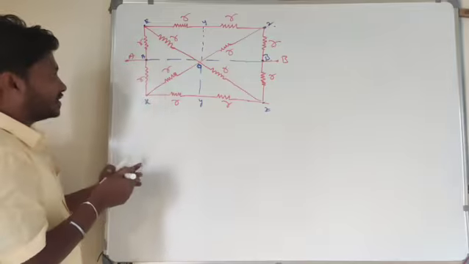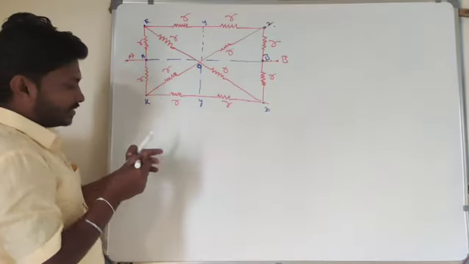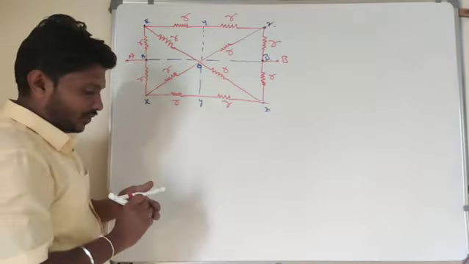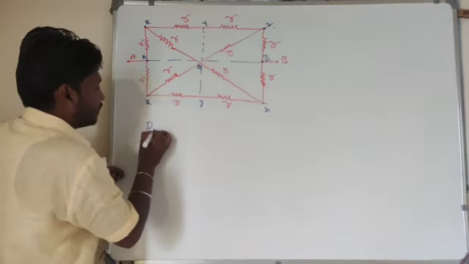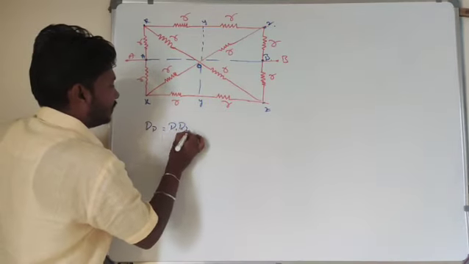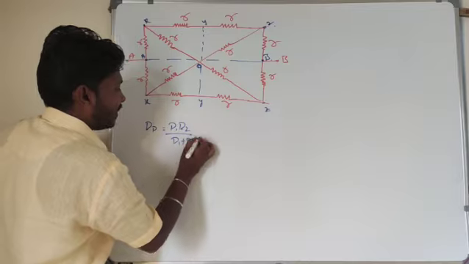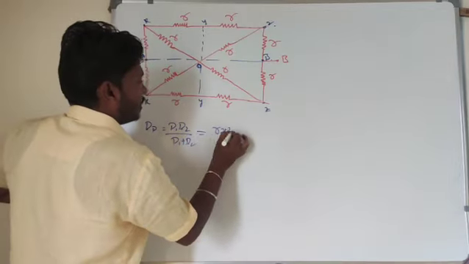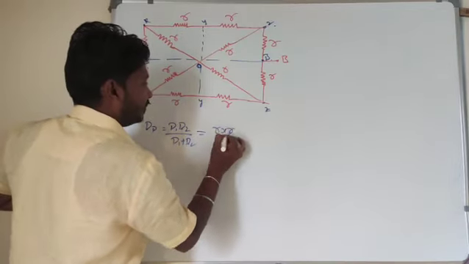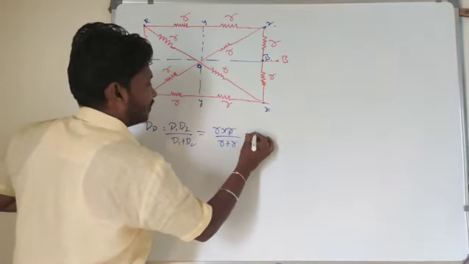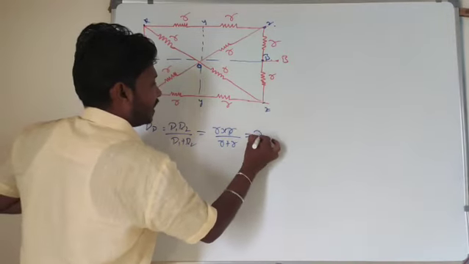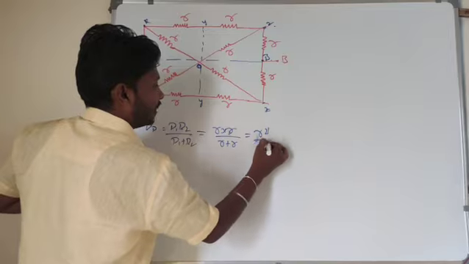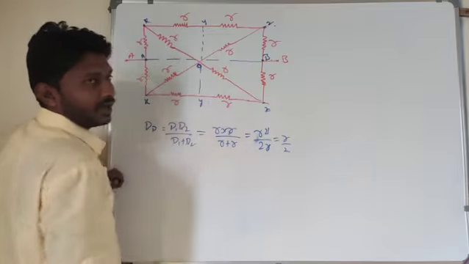Now I can solve that. If these two resistances are in parallel combination, what is the effective resistance? R of P is equal to R1 into R2 divided by R1 plus R2, which is R into R divided by R plus R. So this is R square by 2R, that is R by 2 here.